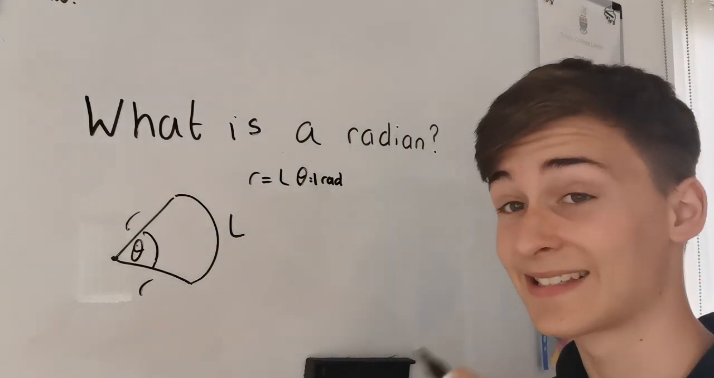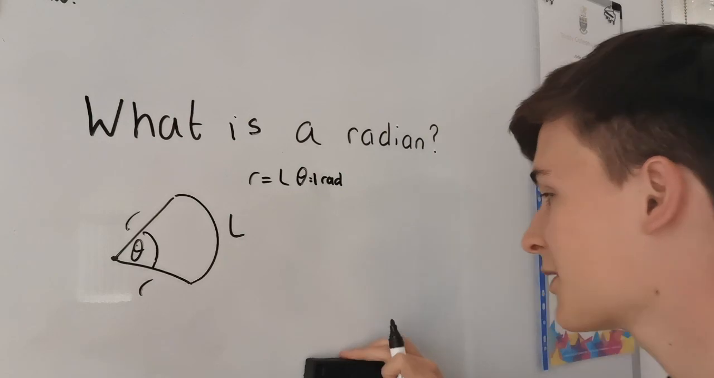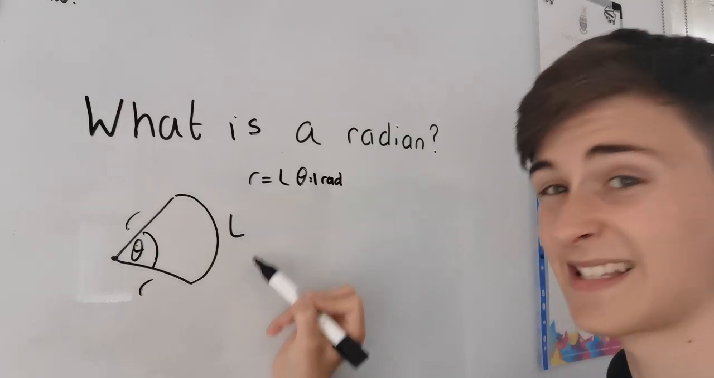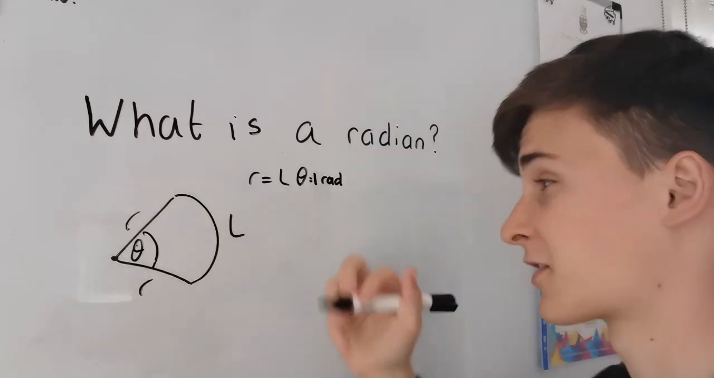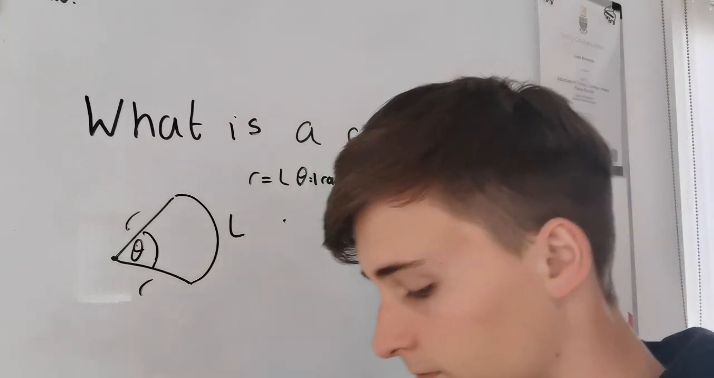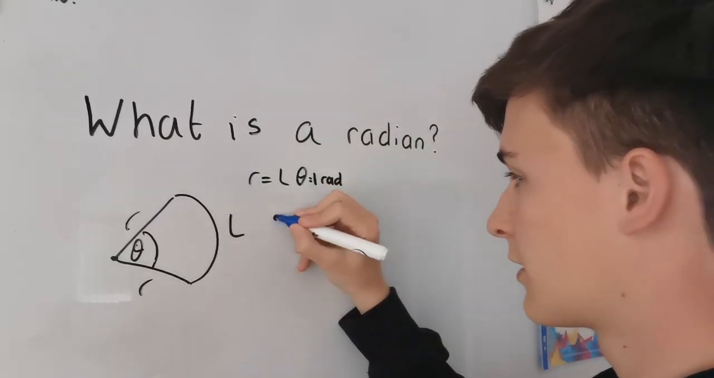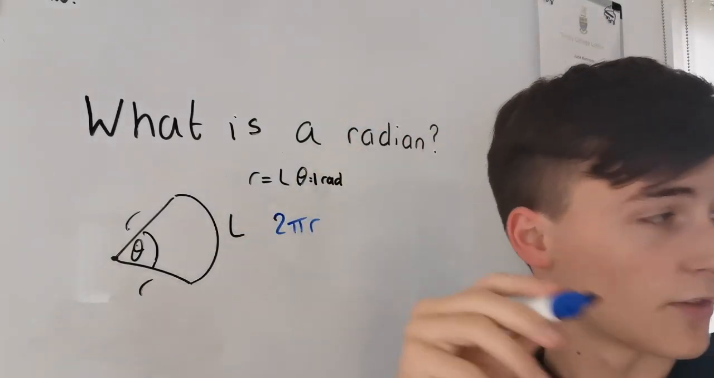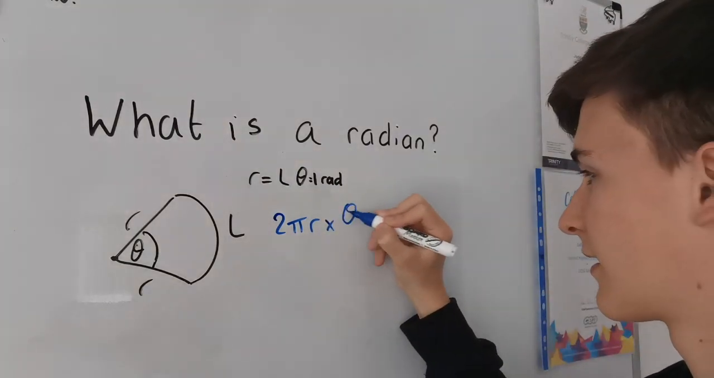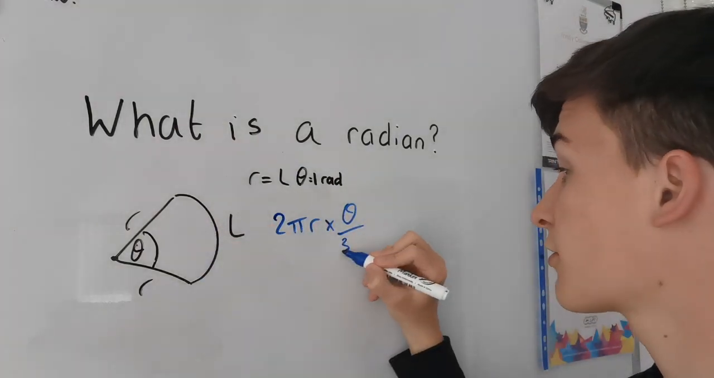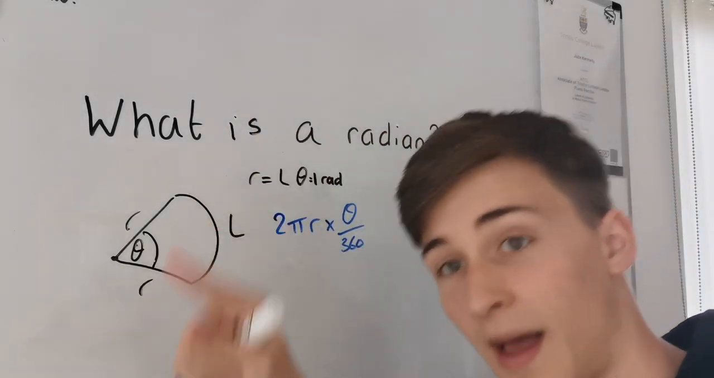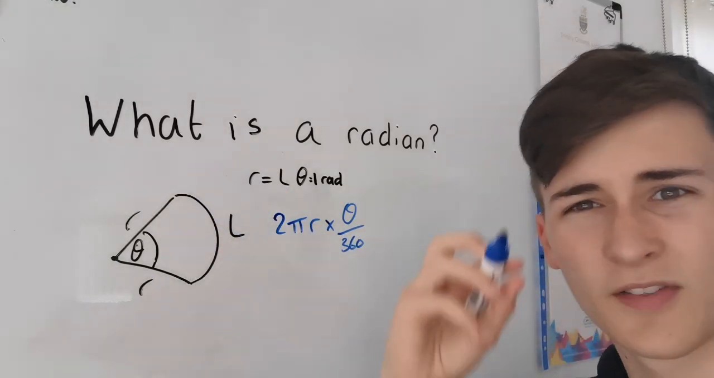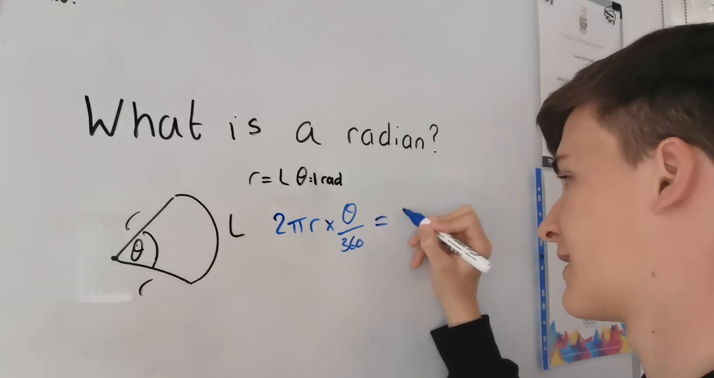So let's work out the exact measurement of 1 radian. We know from using degrees how you work out this length here. It's going to be the formula for the circumference of a circle, which is 2 pi r, 2 pi times the radius, which gives you the entire way around the circle. If we multiply this by the number of degrees, theta out of 360, we get that bit. We can find out what part of the circumference that is, so it's going to be equal to L.